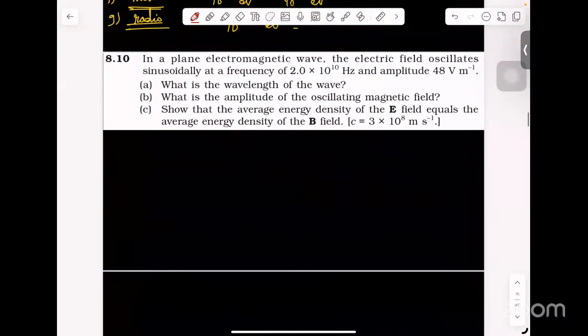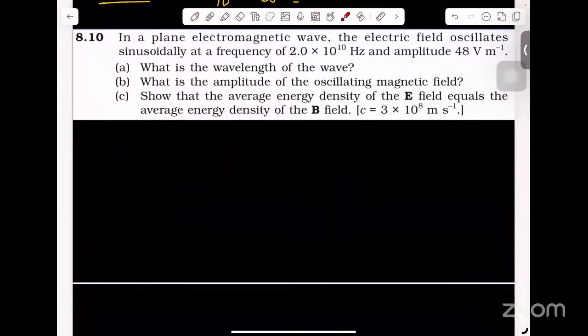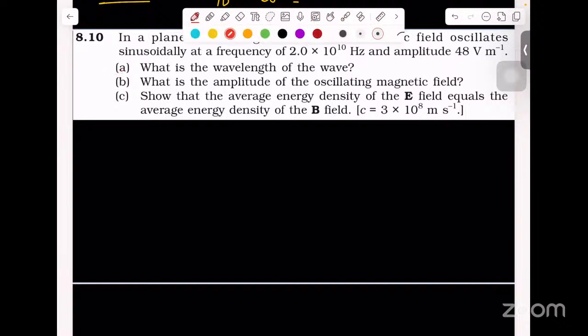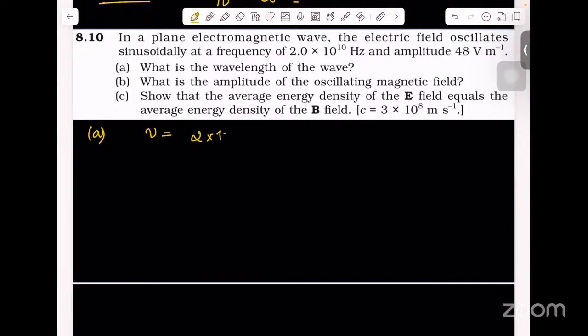Let's move on to the last question for today, which is: in a plane electromagnetic wave, the electric field oscillates sinusoidally at a frequency this much, at an amplitude this much. Okay. What is the wavelength of the wave? So we have been given the frequency of the wave, 2 into 10 raised power 10 hertz. Okay. So the wavelength would be c upon nu, which is 3 into 10 raised power 8 upon 2 into 10 raised power 10.